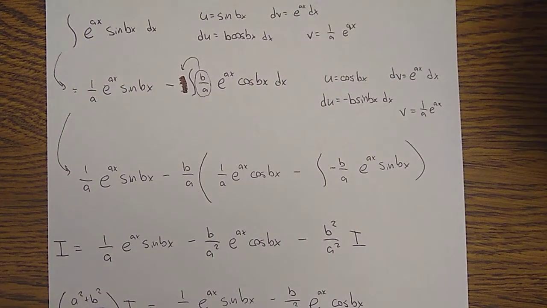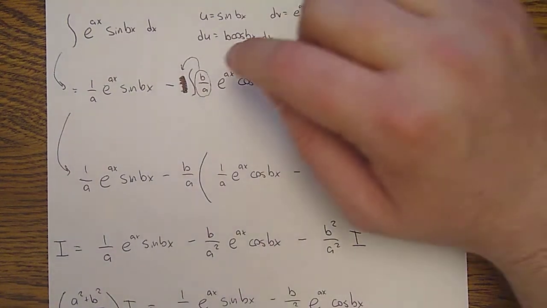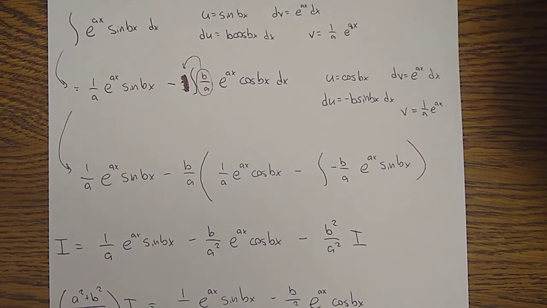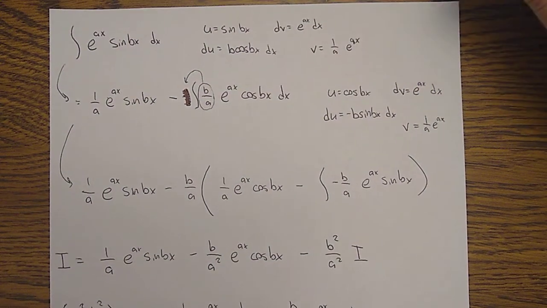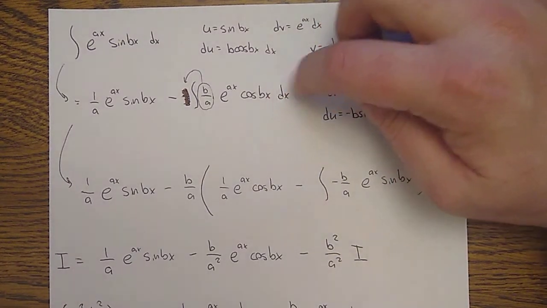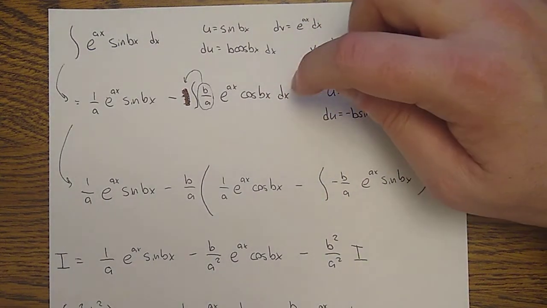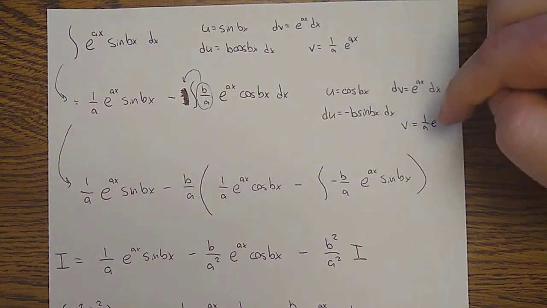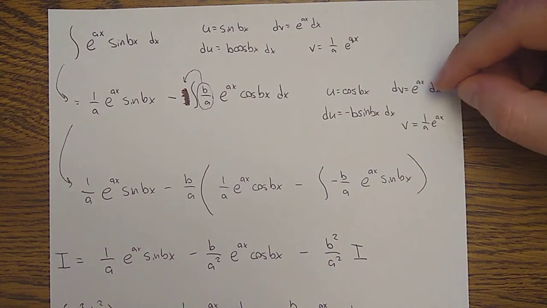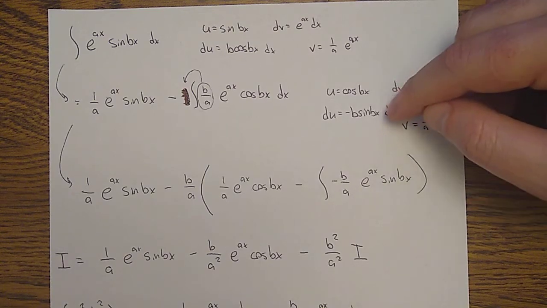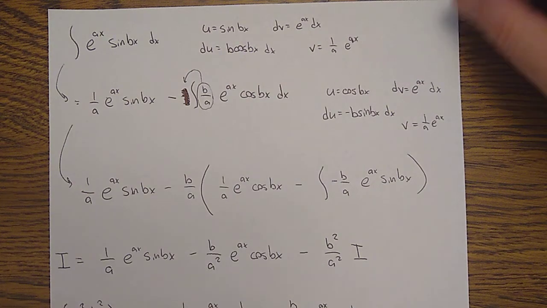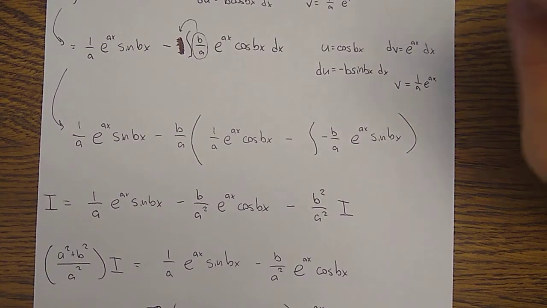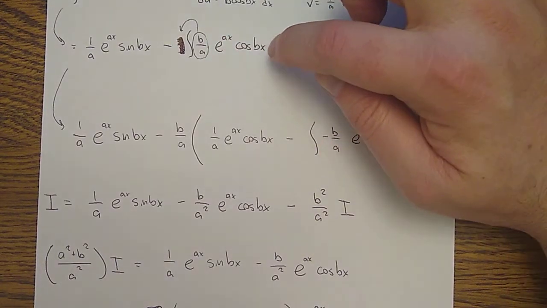And now I'm looking at the integral of v du, hoping that I can do that. I see a constant that I can pull out. Other than that, I see an exponential times a cosine, which maybe I would like to do the same thing with. I'll do integration by parts again. I'll let u be the trig part and dv be the exponential part. This time du would be negative b sine bx, and v would be 1 over a e to the ax. And so I'm doing integration by parts to that.